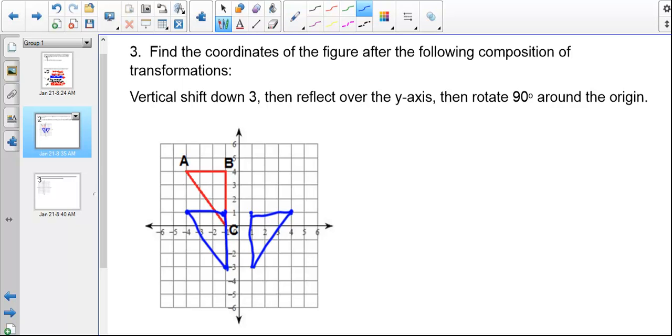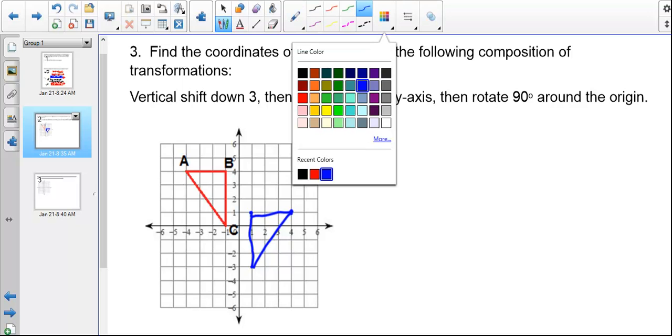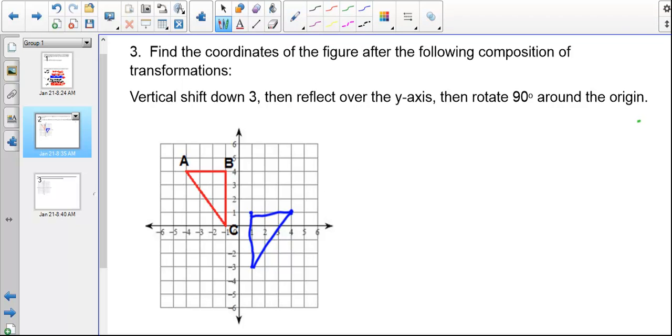All right, and I'm going to go ahead and erase my first translation. And so now the question is, what happens when it rotates around 90 degrees? So around the origin, we know that you can do this with your rule, or we can do it by perpendicular lines. This is up 1 and right 1, so it's going to land here. This one is up 1 and right 4, so I need to go up 4 and left 1. And this guy is right 1, down 3, so it's going to be up 1 and right 3. Okay, so here is my final image there.